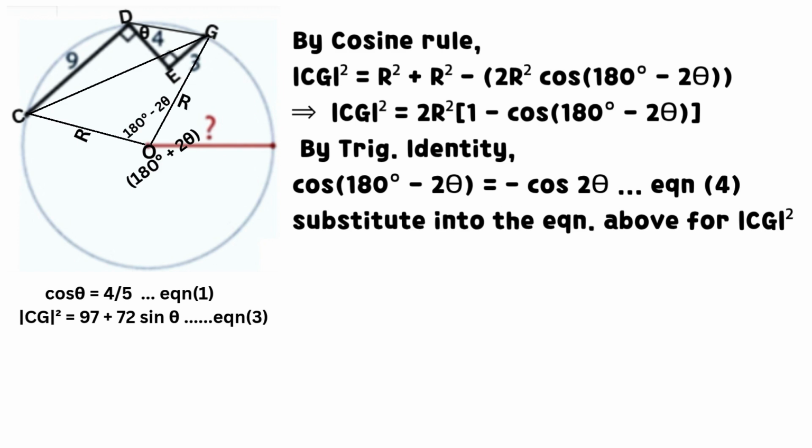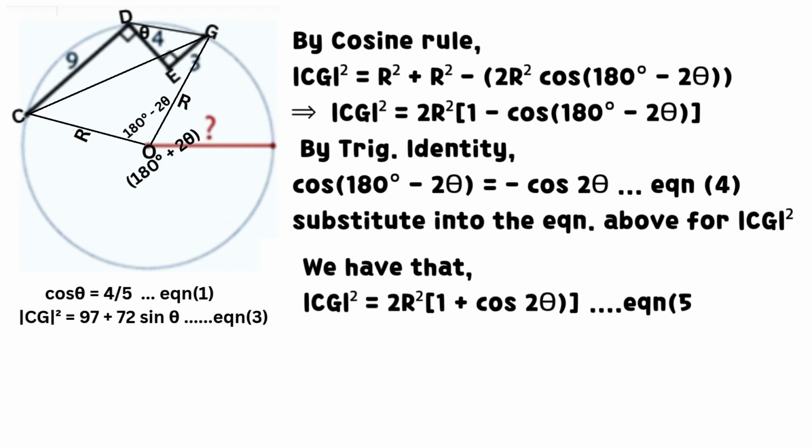Substitute into the above equation for the square of CG. We have that the square of CG equals 2 times the product of the square of r and the sum of 1 and cosine 2 times theta. We call it equation 5.